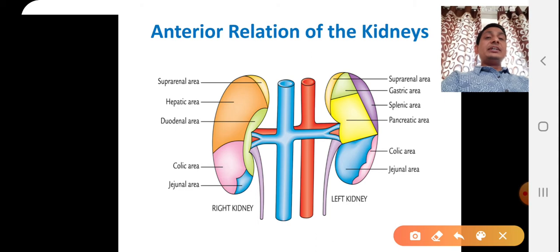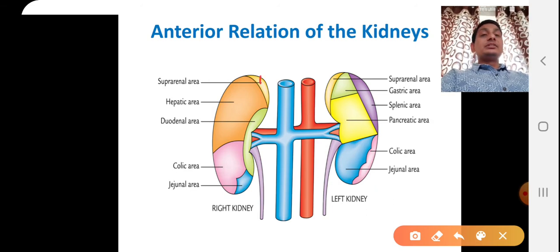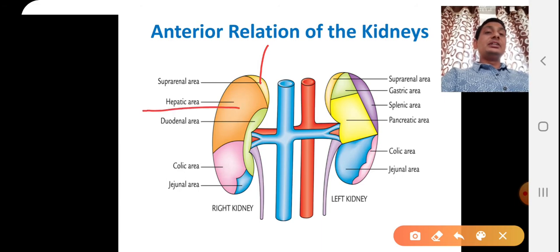Then the anterior surface, what are its relations? The relations of the anterior surface of the right kidney and the left kidney are different. On the anterior side of the right kidney, at the upper pole, the right kidney is related to the right suprarenal gland, and below the right suprarenal gland, on the right side, the right kidney is related to the liver, called the hepatic area.